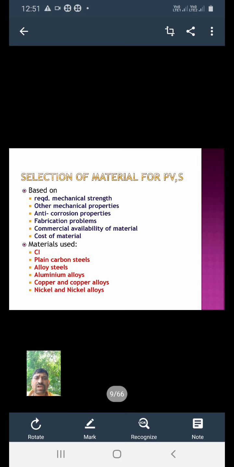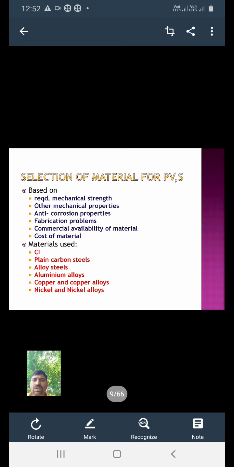Based on that, you have to check the required mechanical strength, other mechanical properties, anti-corrosion property, fabrication problems, commercial availability of the material, and cost of the material. We will select the material based on the operating conditions, mechanical strength, mechanical properties and corrosion properties. We consider all these things.